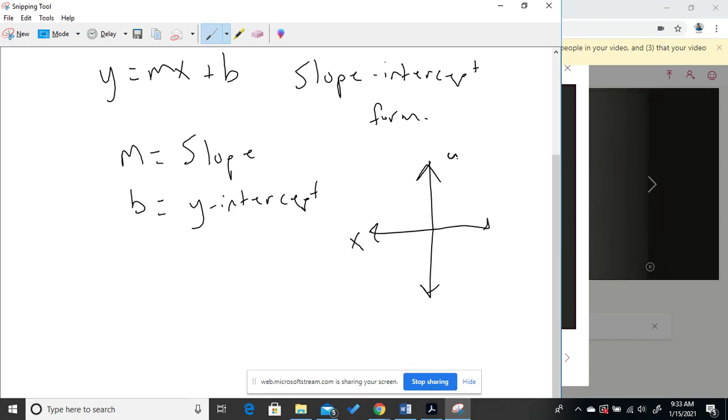Okay, here's your x-axis, your y-axis. Anywhere that it crosses on there, that would be your y-intercept. Okay, so that is your y-intercept. And how steep this line is, is your slope. Okay, so this isn't a very difficult thing. This is my favorite way to learn how to graph things. Let's go ahead and clear this out.